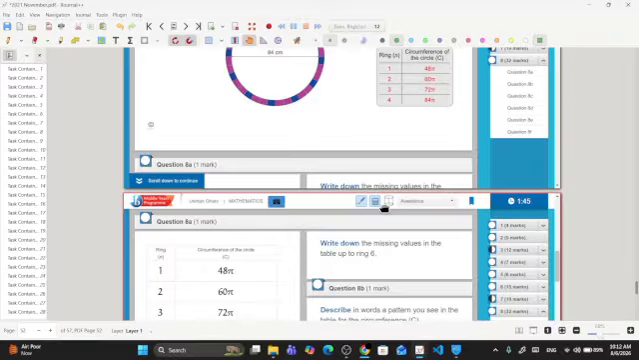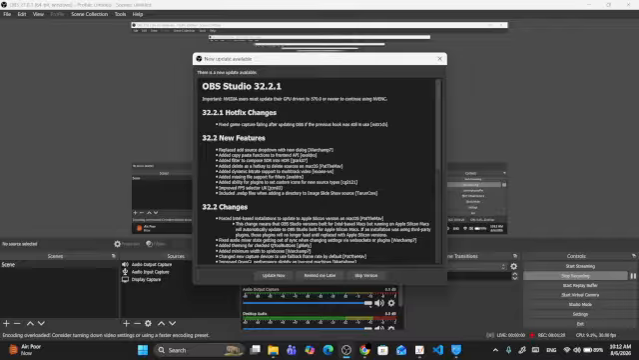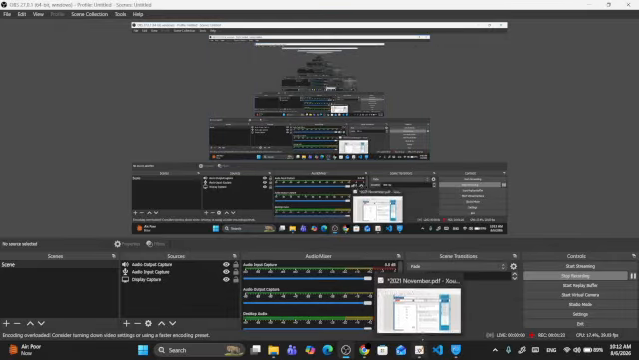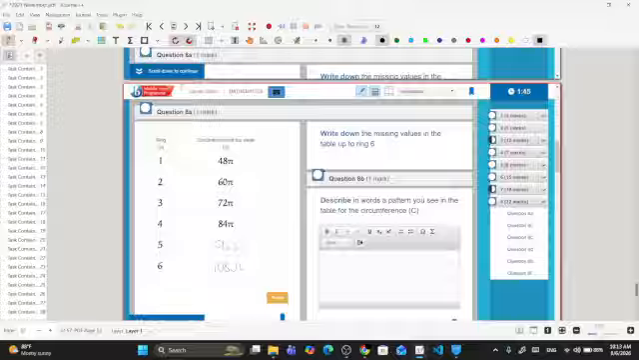The first part says, write down the missing values in the table up to ring 6. As far as the missing values are concerned, it's not something difficult for us, right? We can see that this value is supposed to be 96 pi, and this value is supposed to be 108 pi, as in all cases the values of the circumference are increasing by 12 pi. Alright, so that was the first part.